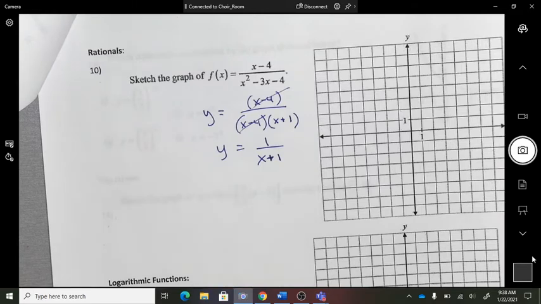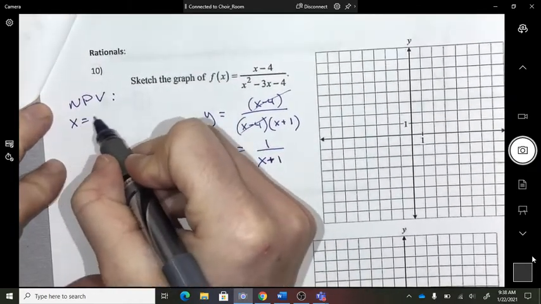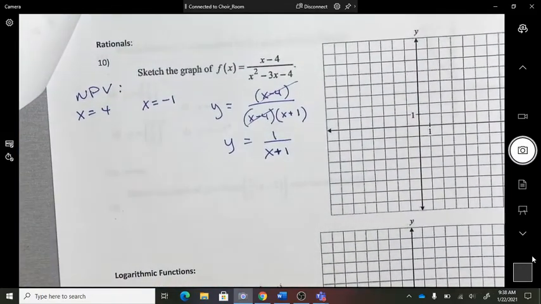There's 2 X values I cannot be at. I can never have X be a 4 or a -1. Do you see that on the bottom? So those values are not permitted. Non-permissible values. I can't have a 4 or a -1.